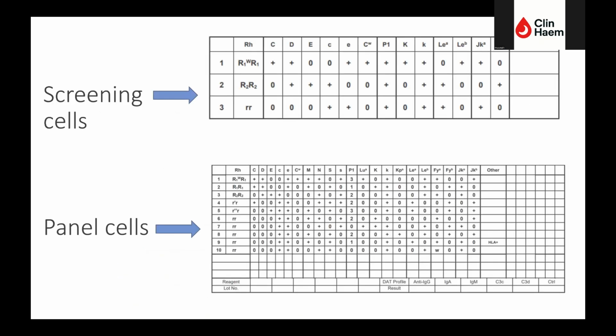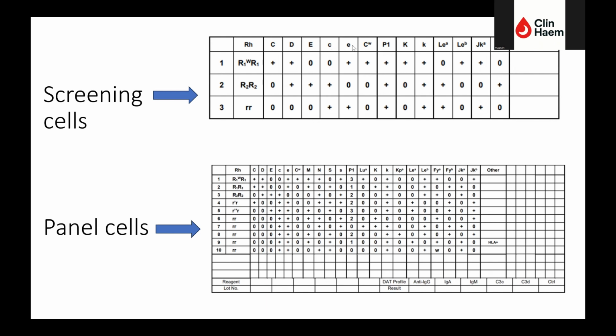And this is literally the chart that they will use in the laboratory to do this. The top one shows the screening cells. As you can see, all of these cells, 1, 2, and 3, are group O cells. The first cell has these antigen expressions. For example, it is positive for capital C, capital D, negative for capital E, negative for small c, and positive for small e.